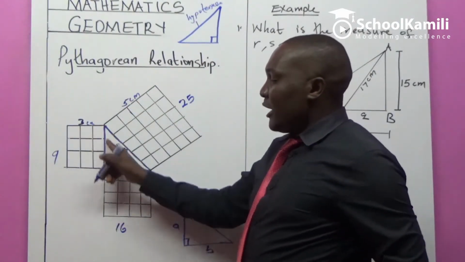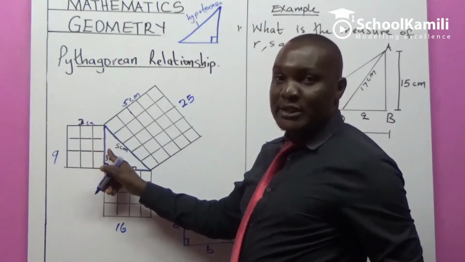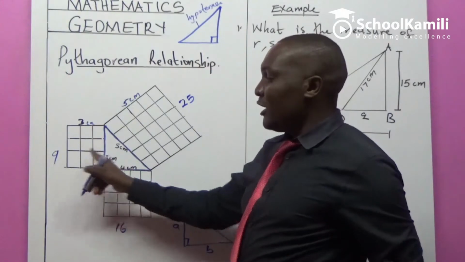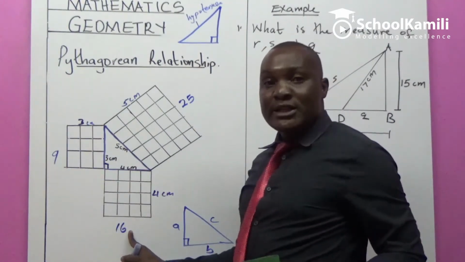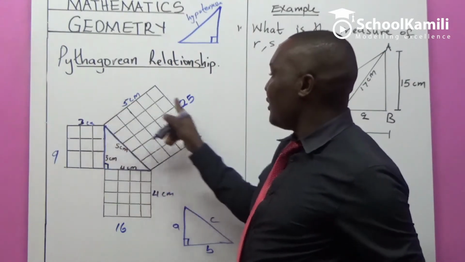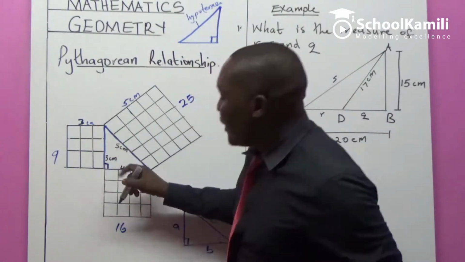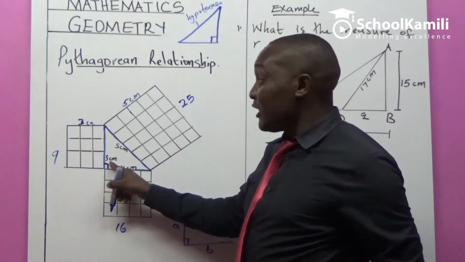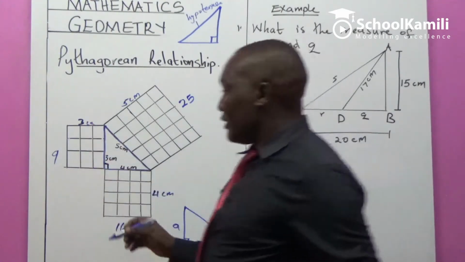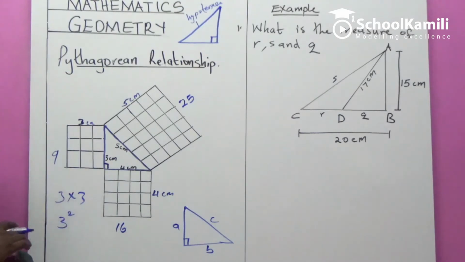The measurement here was 3. The square formed here is 3 centimeters by 3 centimeters. 3 multiplied by 3 gives me 9. 4 multiplied by 4 gives me 16. 5 multiplied by 5 gives me 25. What can I do to 3 to make it 9? I'll take 3 squared, because 3 times 3 is the same as writing 3 squared, which gives me 9.